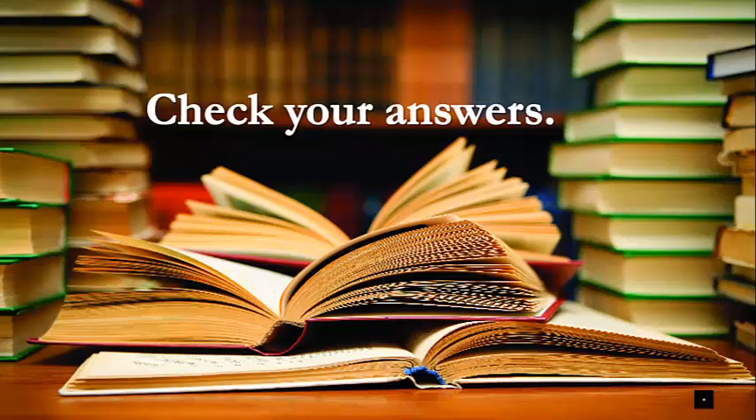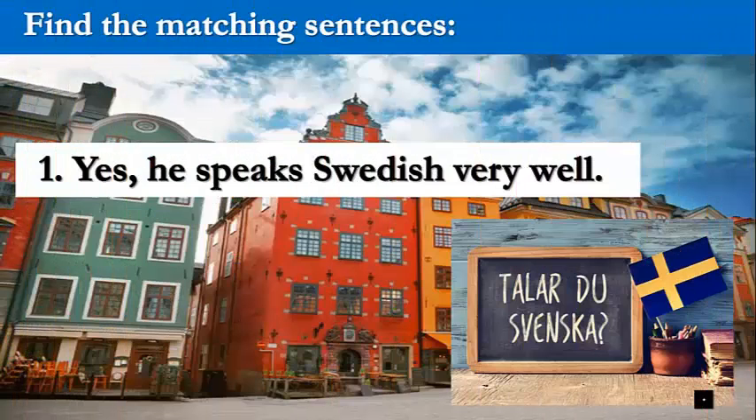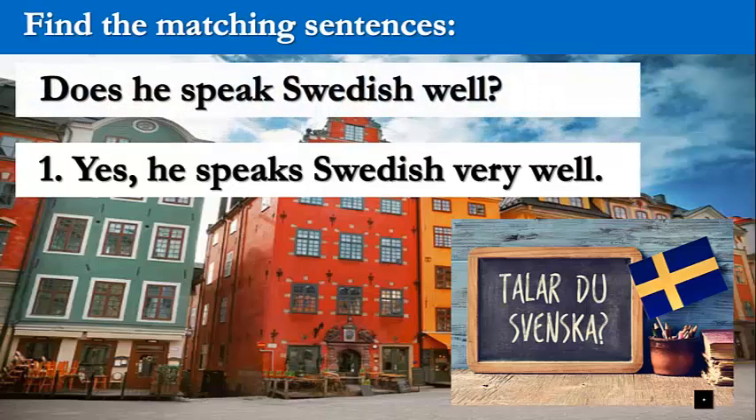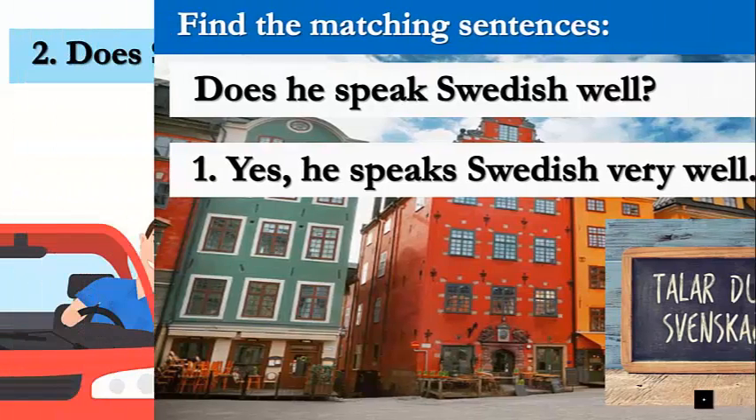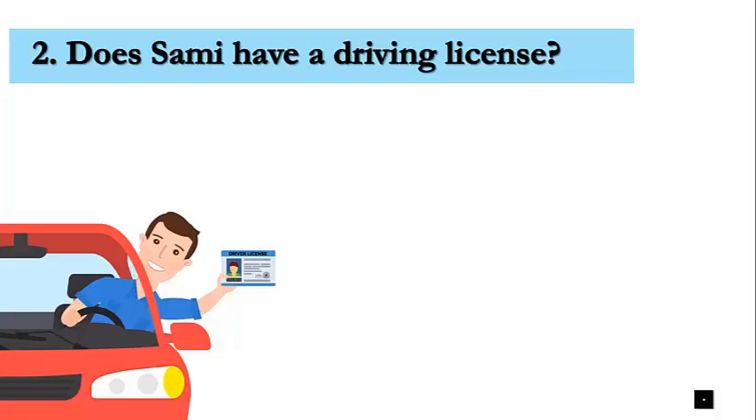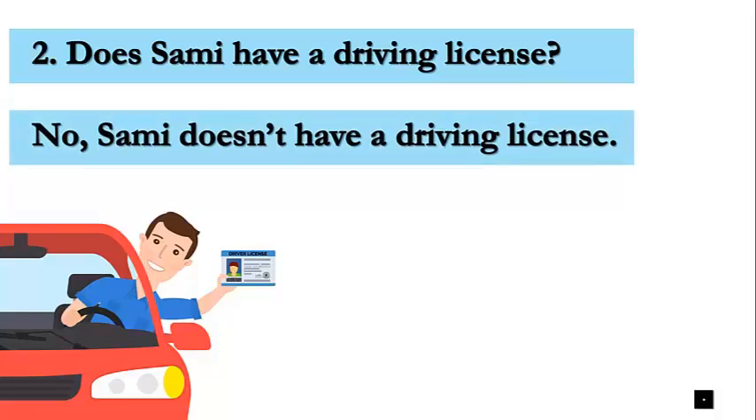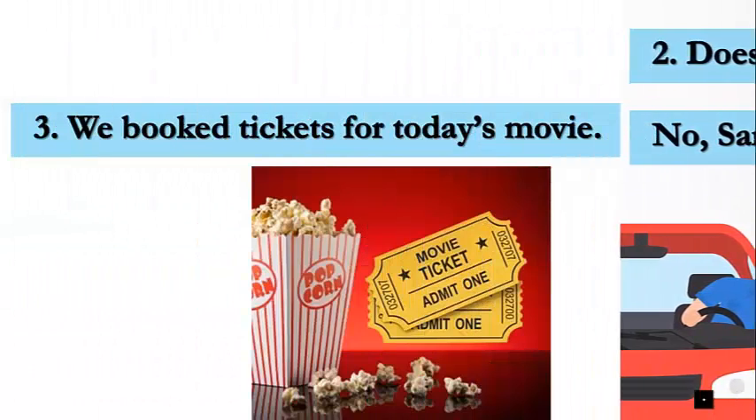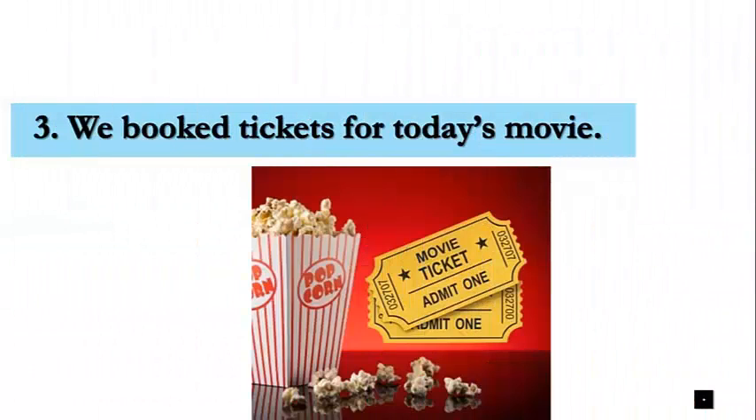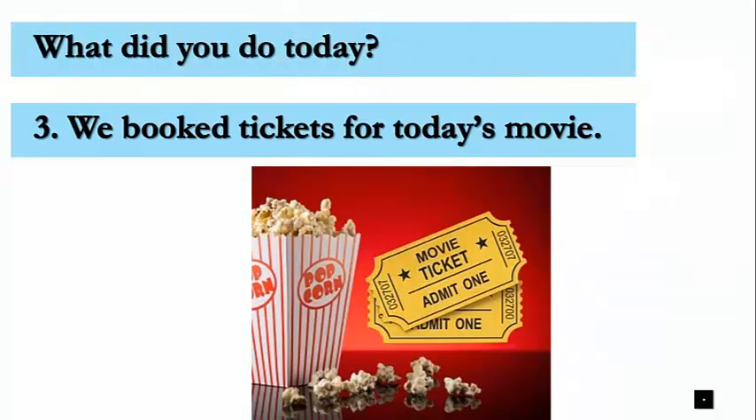Now, let's check your answers. Number 1: yes, he speaks Swedish very well. We'll take: does he speak Swedish well? Number 2: does Sammy have a driving license? We'll take: no, Sammy doesn't have a driving license. Number 3: we booked tickets for today's movie. We'll take: what did you do today?